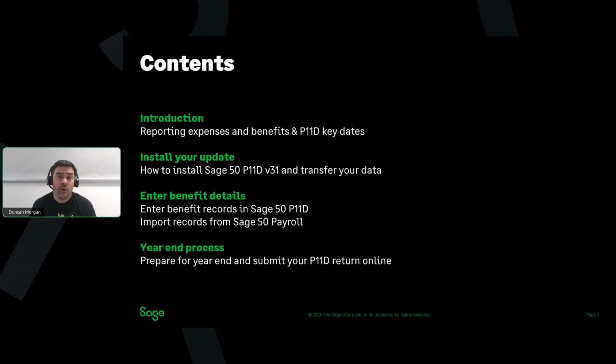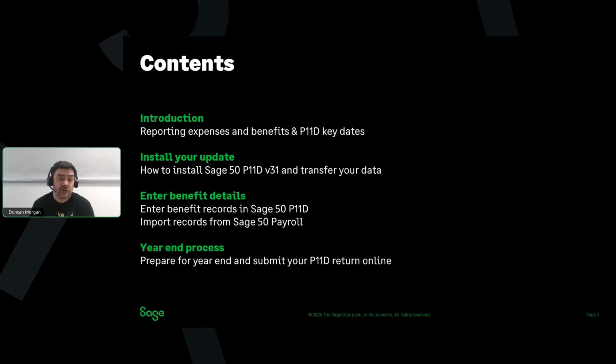Let's now take a look at what we'll cover in today's webinar. So we'll start with an introduction to P11D, explaining how you report expenses and benefits to HMRC, running through some P11D key dates and a quick update on the plans for mandatory payrolling of benefits, which will be phased in from April 2027.